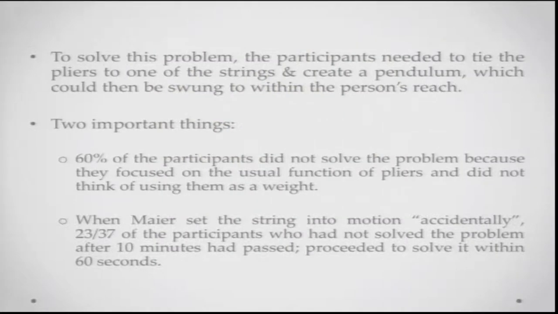Two important things happened in this experiment. 60% of the participants could not solve the problem because they focused on the usual function of the pliers and did not think of using the pliers as a weight with which the strings could be swung. When Myers set the string into motion accidentally, just to give them a clue, 23 out of the 37 participants who had not solved the problem even after 10 minutes proceeded to solve it within 60 seconds. As soon as the clue was there, they saw that the strings could move, and when they move, they could come closer to each other, so they could actually solve this.